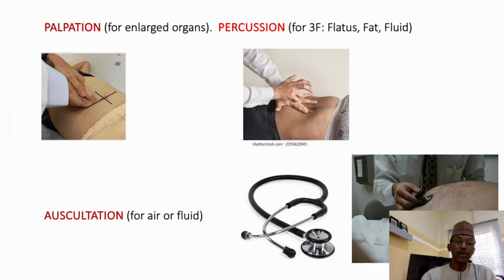Again, you can auscultate the abdomen by using the stethoscope. The stethoscope is an instrument that doctors use in the clinic to hear or listen to the intra-abdominal sounds, the intra-abdominal content, especially the small intestine. The intestine contains air, and so there is what we call bowel sound.